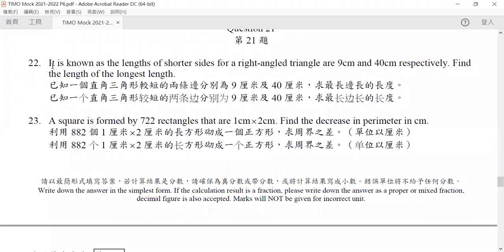Okay, so for question 22, it's known that the length of the shortest side of a right angle triangle is 9. Again, this is something very useful, which we call the Pythagoras theorem. The Pythagoras theorem says something like this.